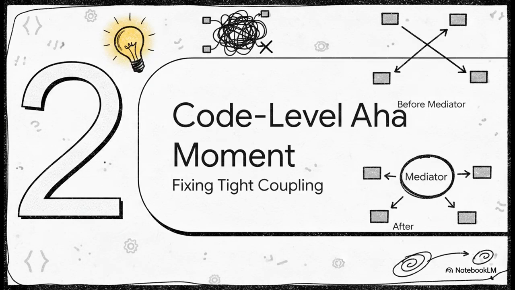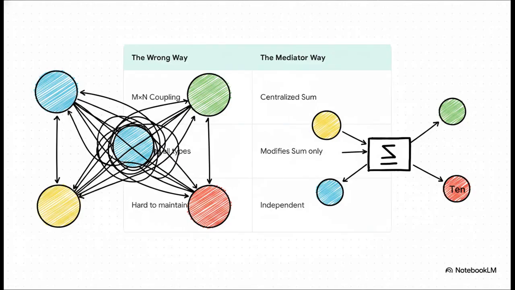Moving right along to section 2, the code level aha moment. We really need to make this visceral, so imagine building a basic calculator app. The wrong way to do this means every single number type is directly wired to every other type to perform math. If you want to add the number 10, you have to go in and rewire every single existing component just to accommodate it. It's a literal maintenance nightmare.